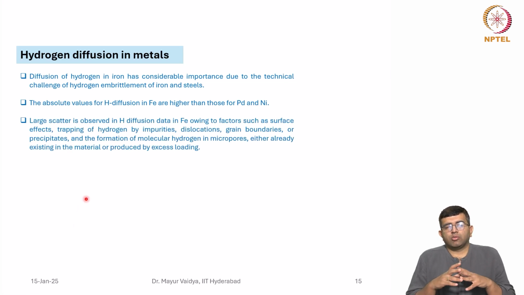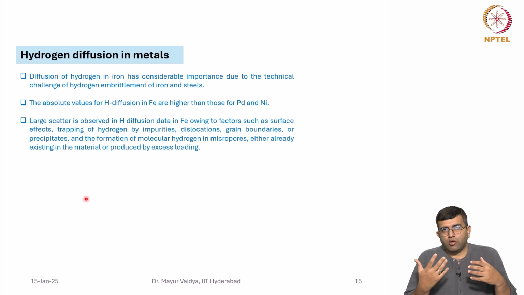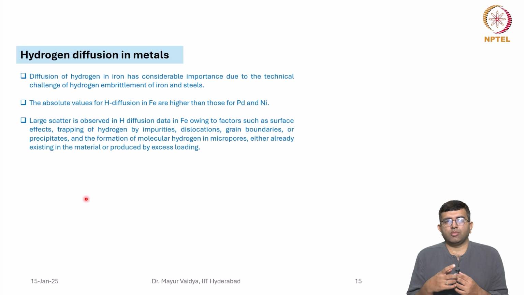And what also happens is, when people try to measure hydrogen diffusion in iron particularly, there is a lot of scatter in the data because of various reasons like surface effects, impurities that trap the hydrogen, and dislocations, grain boundaries or precipitates, which also trap hydrogen. Then you have formation of molecular hydrogen in micropores, either already existing in the material or produced when you have excess loading. All these factors make reliable determination of hydrogen diffusion difficult. That is why you see a large scatter in the data.